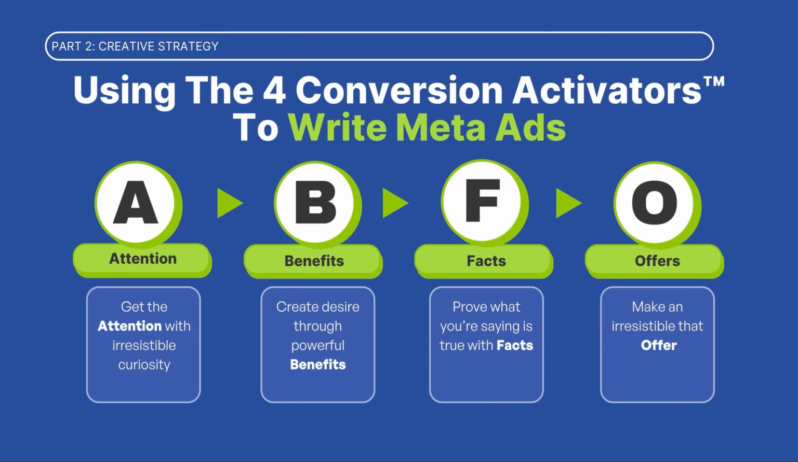Let's reintroduce the 4 conversion activators from Module 1. Step 1. Get the attention of the right prospect through irresistible curiosity. Step 2. Create desire through benefits that appeal to your prospect's deepest wants, needs, and problems. Step 3. Give facts to prove what you're saying is true. And lastly, Step 4. Make an irresistible offer that only a lunatic would refuse.